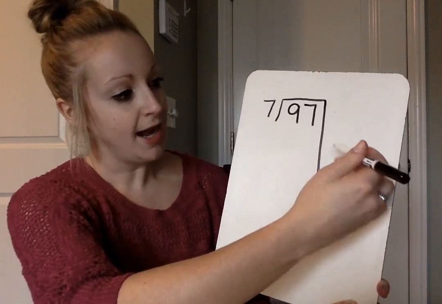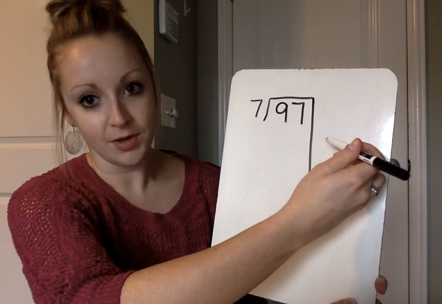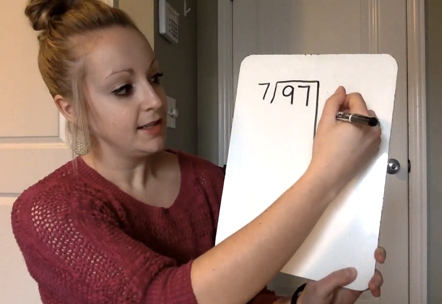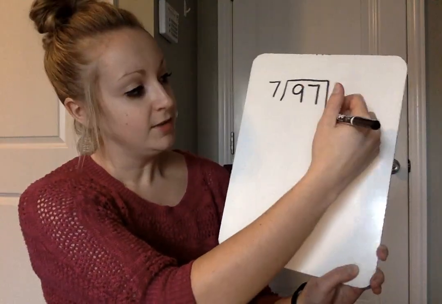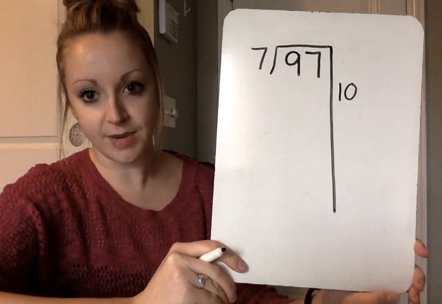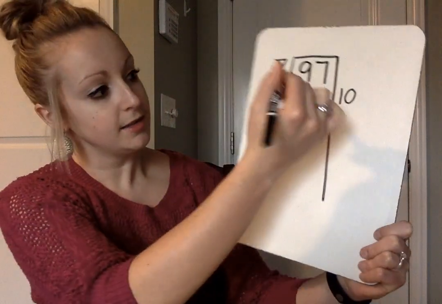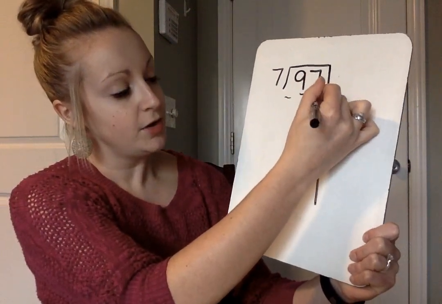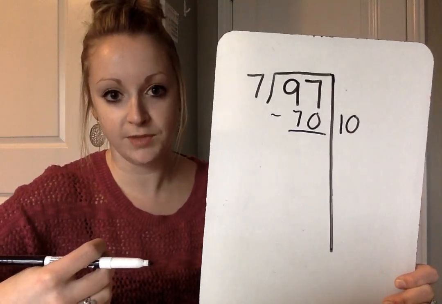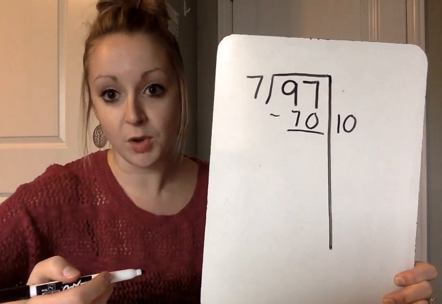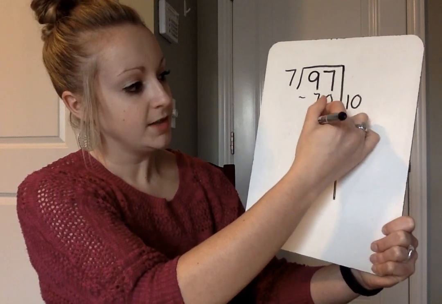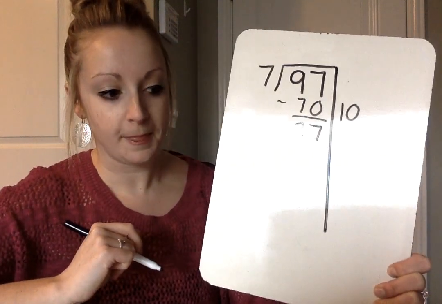One way we can do that, I always encourage kids to start by thinking of a multiple of 10. So they might think, let's start with taking 10 groups of 7 away. I would write 10 over here on the side. And 10 groups of 7 makes 70. That's what we would subtract. And again, 10 groups of 7 is a basic math fact for them. They're really familiar with those groups of 10. That's why I encourage them to start with a multiple of 10. So then you go ahead and subtract. That leaves you with 27.